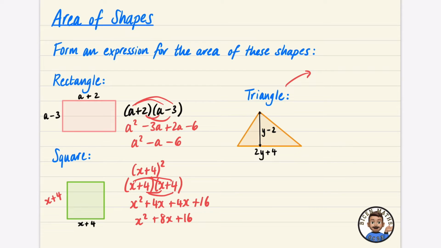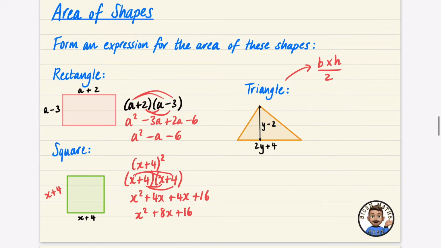Remember when you find the area of the triangle, you do the base, you times it by the height, and then you divide it by 2. So when I work out the area of this expression that we've got here, I'm going to multiply the two things together and then I'm going to divide it by 2. I might do the dividing by 2 afterwards, so let's just start off by doing the base multiplied by the height. That is going to be the 2y + 4 multiplied by the y - 2.